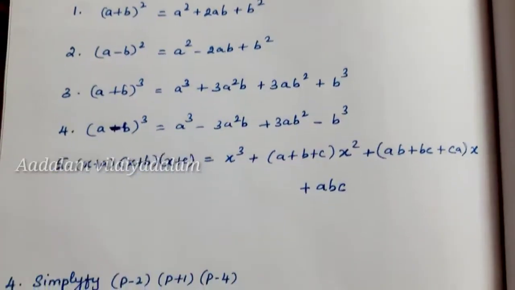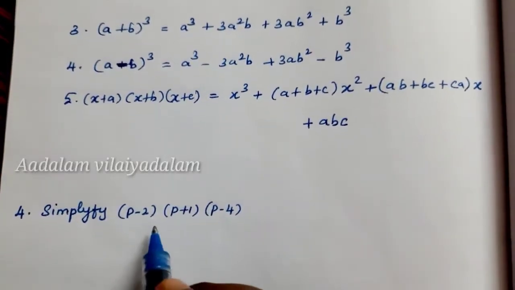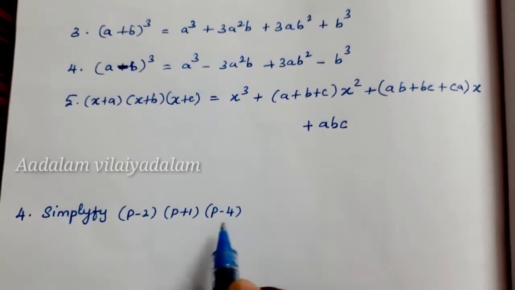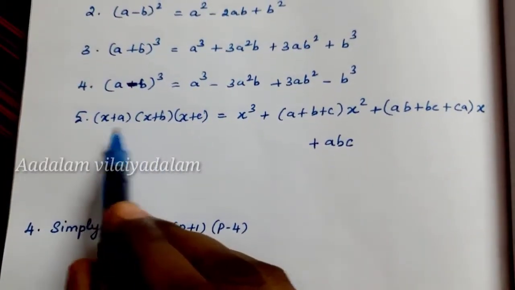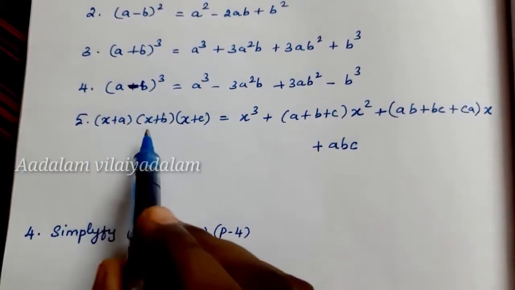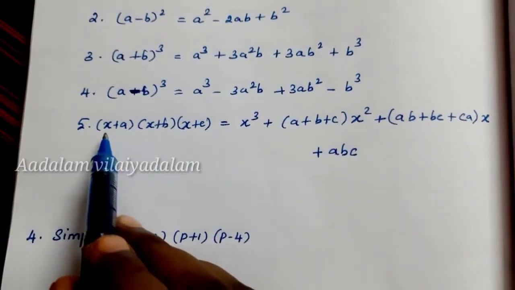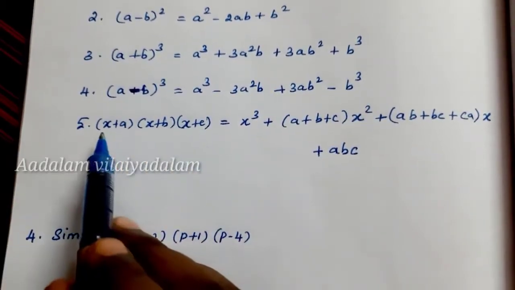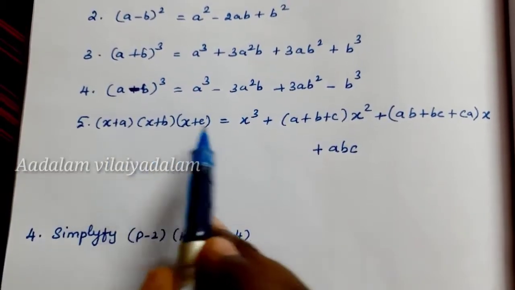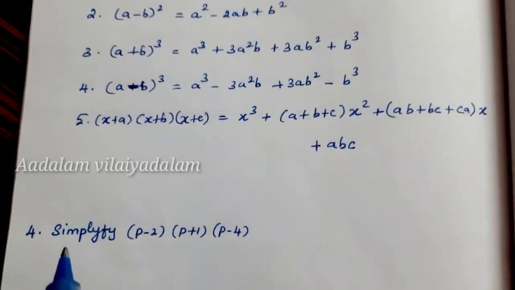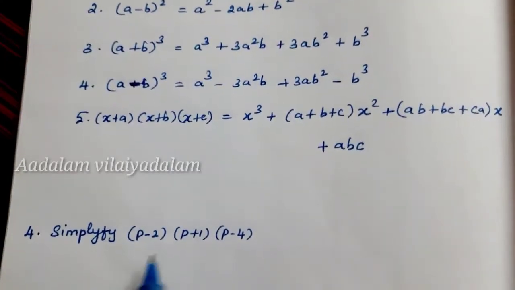Now let's move to the problem, the fourth one. Simplify (p − 2)(p + 1)(p − 4). Look at the formula. The suitable formula is (x + a)(x + b)(x + c). Here the first terms are common, that is x, x, x. The second terms are a, b, c, three different variables. So we can compare this formula to this sum.